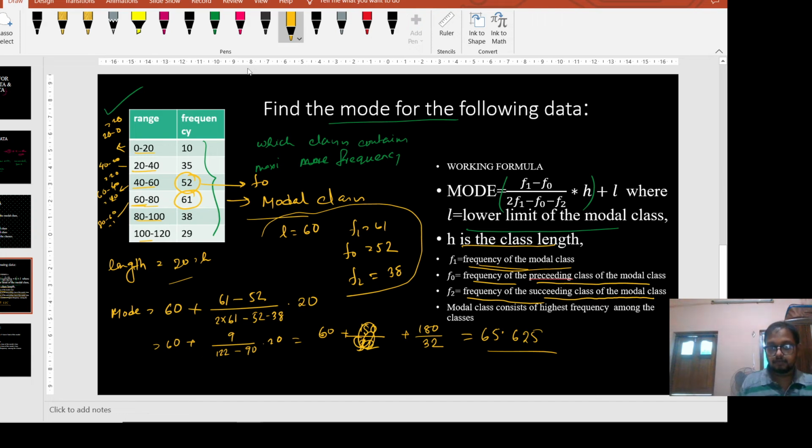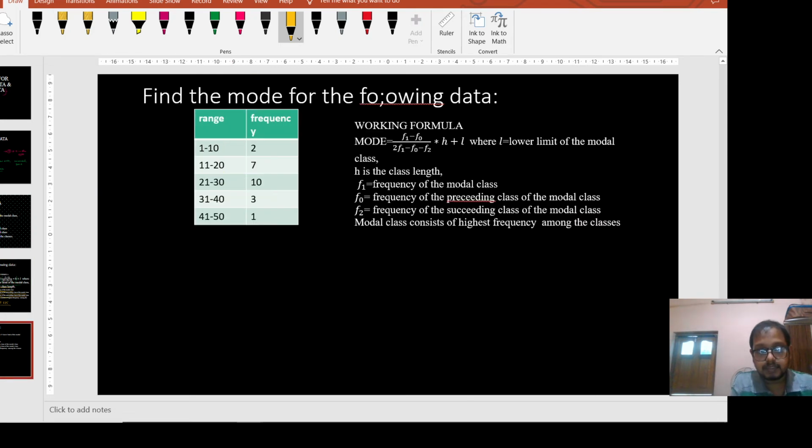Similarly, now we will solve another problem for grouped data, but here the data is not continuous, so I have to make it continuous. See here that for this question the range is given, but the class lower limit and upper limit are not the same. In this case, we have to subtract 0.5 from the lower limit and add 0.5 to the upper limit.